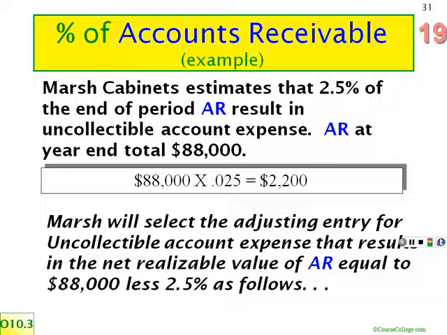That's reality. And so when you're doing this and you calculate that number, that may not be the number you journalize because you may already have something in the account. Or you may have a negative balance in the account you have to overcome. So that's the hardest part of the whole chapter is dealing with this. Let's look at it now.